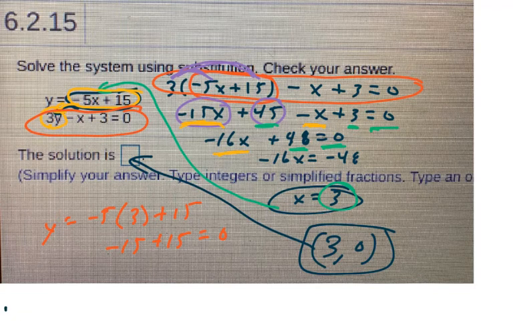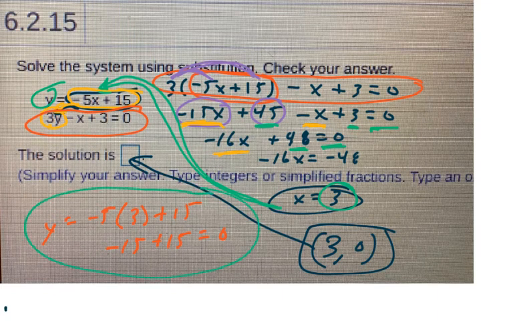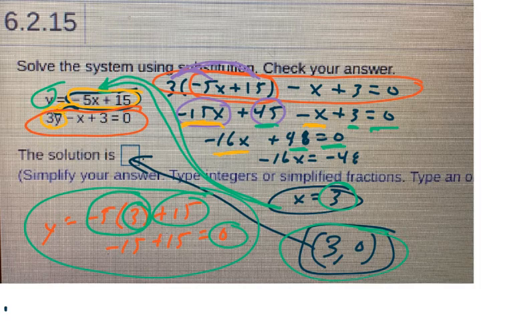And then once I knew x is 3, I plugged the 3, if you follow the green, right into there for x to find y. So right here in red, I did my math. y equals negative 5 times x, which is 3, plus 15, which comes out to be 0. So that's why my answer is 3, 0.